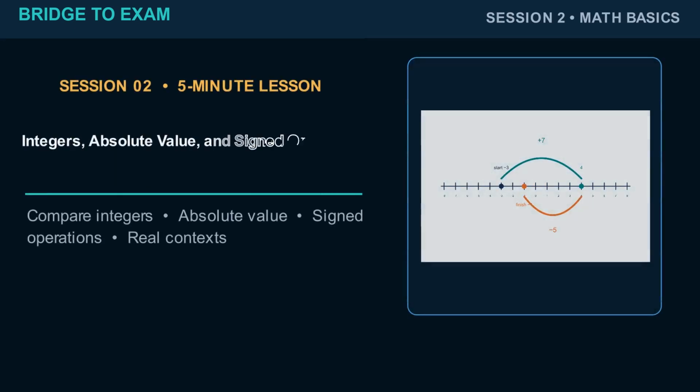Welcome to Session 2, Integers, Absolute Value, and Signed Operations. In the next few minutes, you will use a number line to compare signed values, interpret absolute value as distance, calculate with positive and negative numbers, and model a practical bank balance. The central idea is simple.